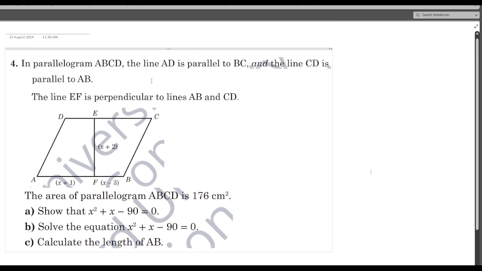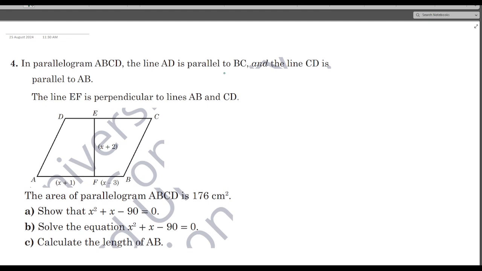In the parallelogram ABCD, the line AD is parallel to BC and the line CD is parallel to AB. The line EF is perpendicular to the lines AB and CD. The area of the parallelogram ABCD is 176 centimeters square. Show that x square plus x minus 90 is 0. Now, area of parallelogram is your base into height.